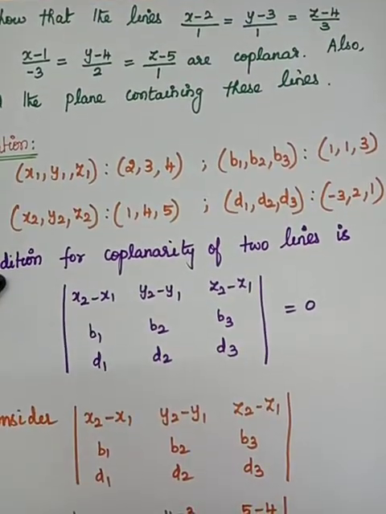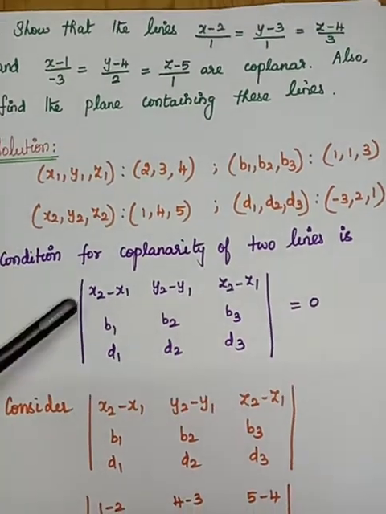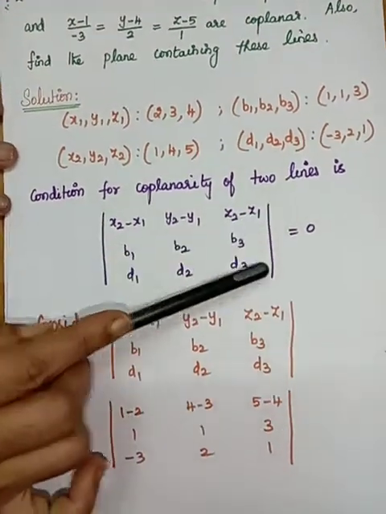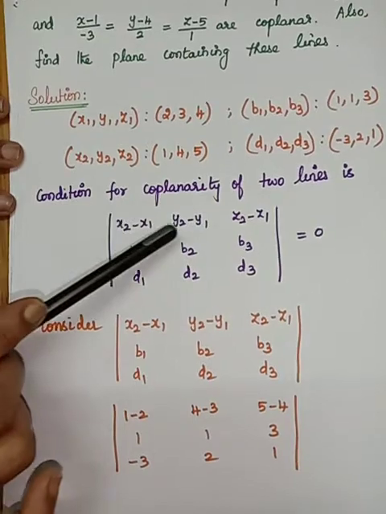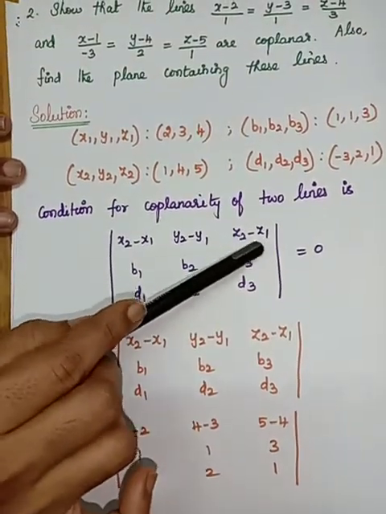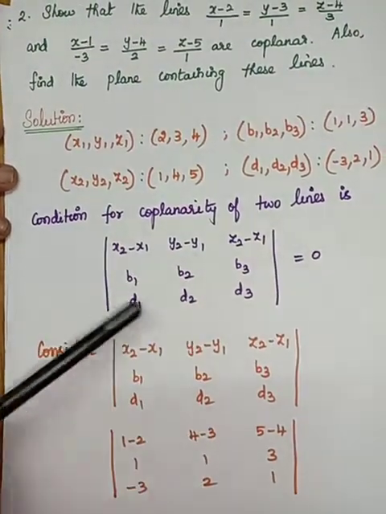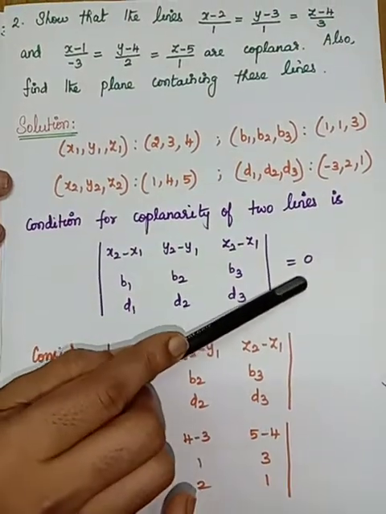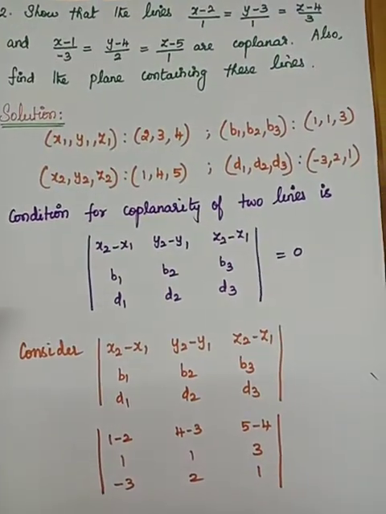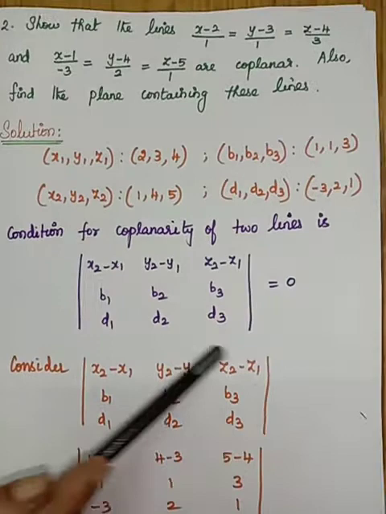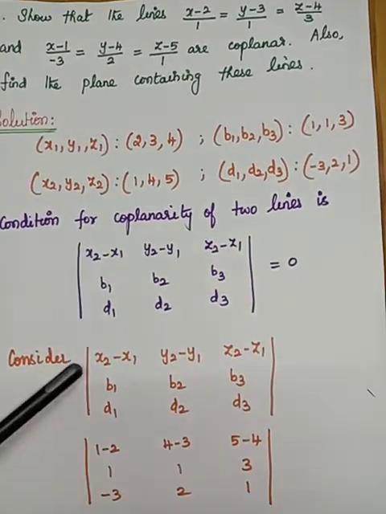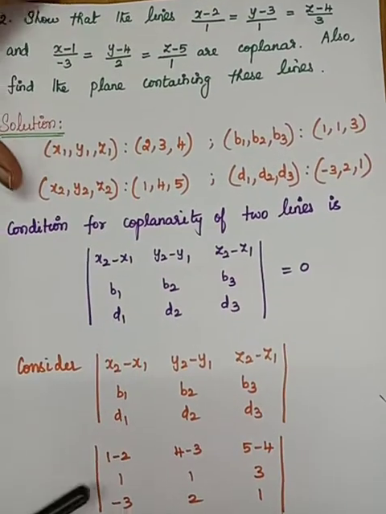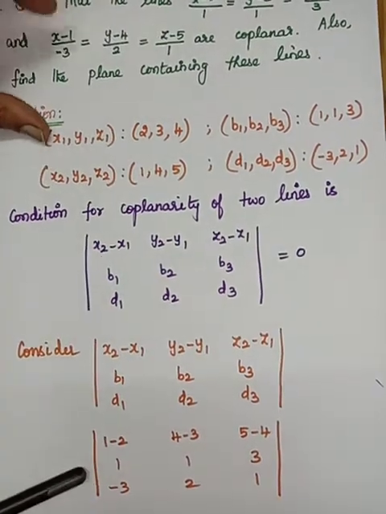So what is the condition for the two lines to be coplanar? In the Cartesian form, it is nothing but the determinant x2 minus x1, y2 minus y1, z2 minus z1, b1, b2, b3, d1, d2, d3 is equal to 0. So here we have to show that they are coplanar. So you consider the determinant and substitute the values. While you are substituting the values, you are getting this.